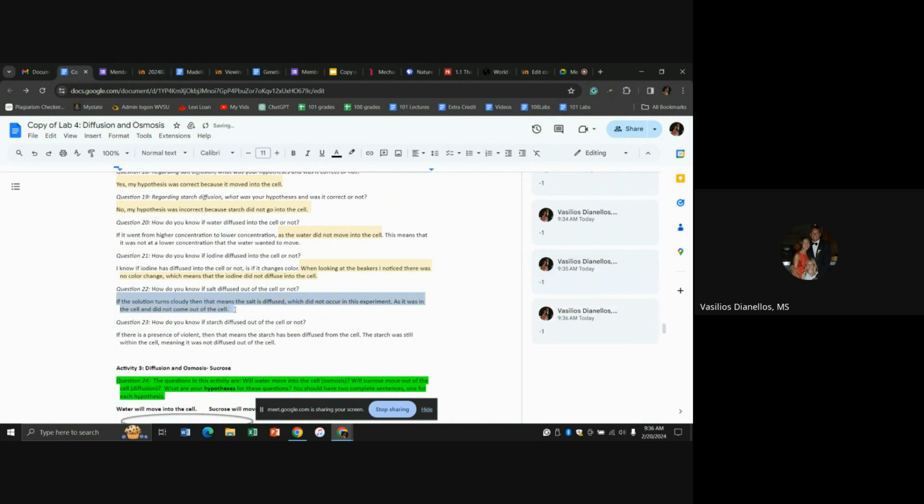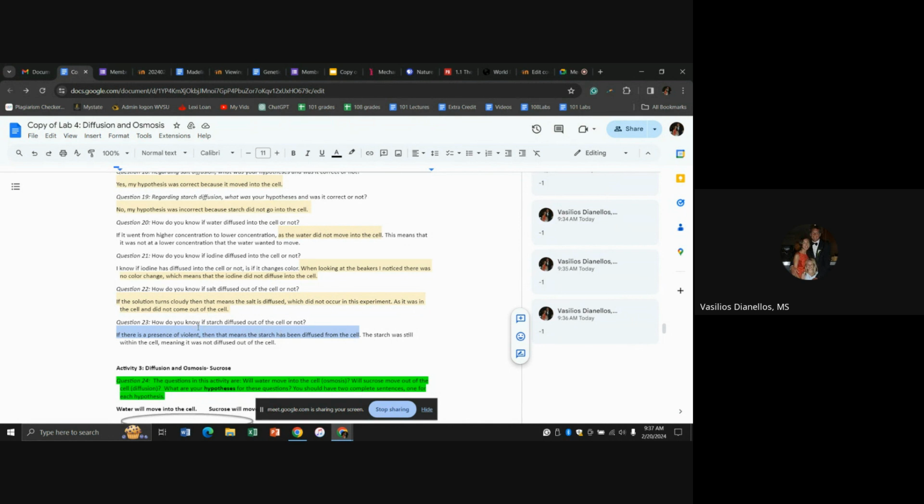How do you know if starch diffused out of the cell or not? This kind of goes back to the iodine question. But anyway, if there's a presence of violet, I assume that means violet, like the color purple, then that means the starch is diffused from the cell. All right. So once again, just to start off with, this would be more accurate if you told me where you're expecting this color change, right? So if the color changes outside, if the color changes in the beaker, then yes, that means the starch is diffused from the cell. But if the color changes inside the cell, then that goes back to that whole iodine question.